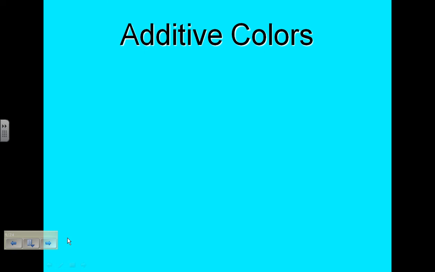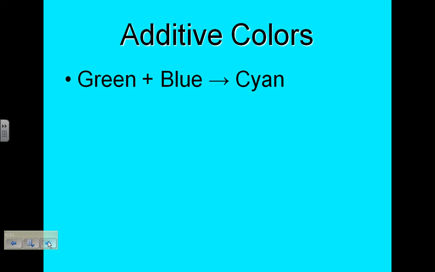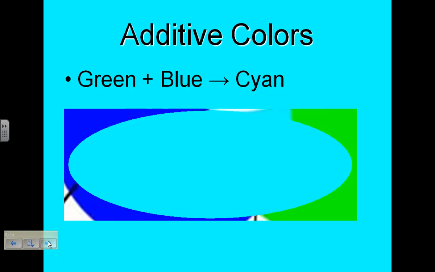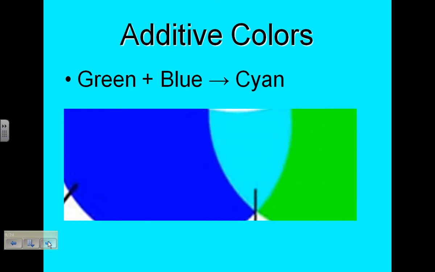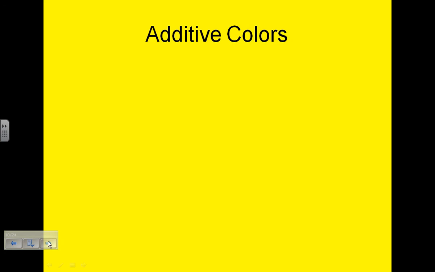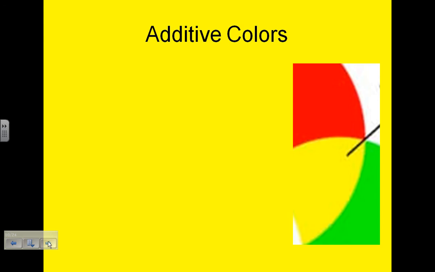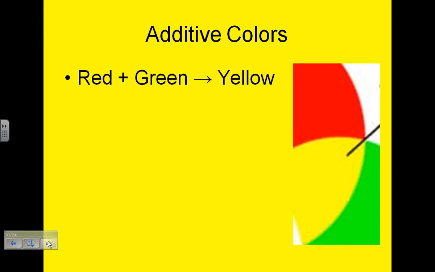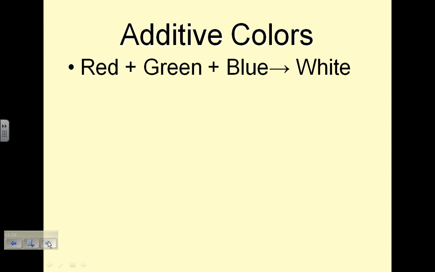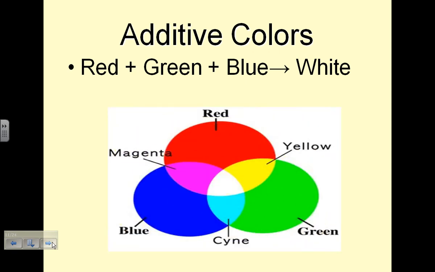If you notice the background here, I overlapped equal parts of green and blue, and that's called cyan. If we overlap equal parts of red and green, we call that yellow. When you add all three of those colors together, we get white light.